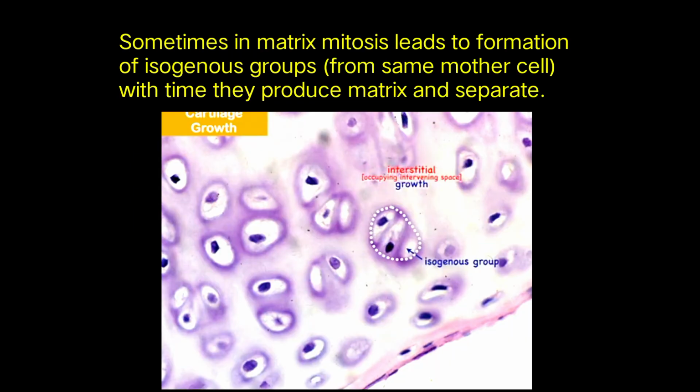Okay, now sometimes in the matrix, mitosis leads to the formation of isogenous groups. Means mitosis will produce more cells, forming the isogenous group from the same mother cell, and with time they produce matrix and separate. So here we can see this is the isogenous group, means the cells which are joined together and forming a group like that is called an isogenous group, and interstitial growth occupies the interweaving space. So growth is shown here.